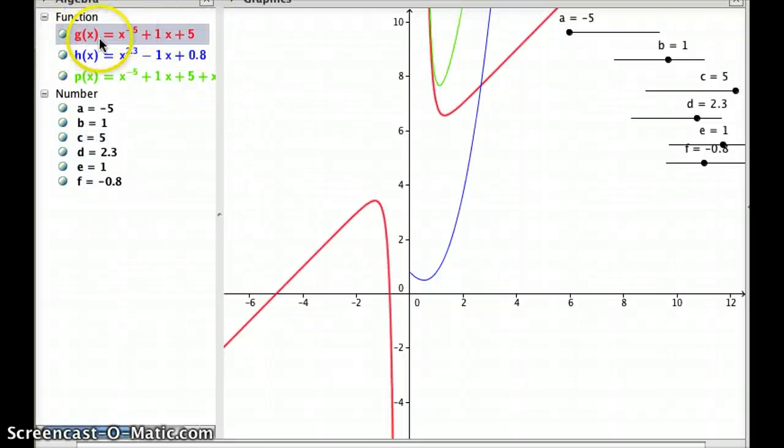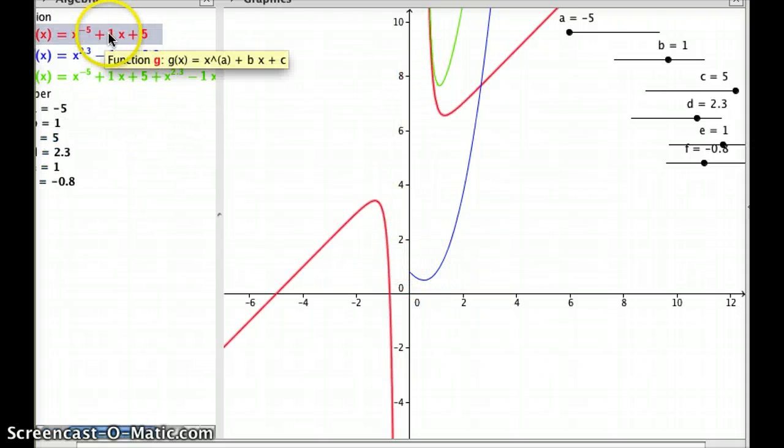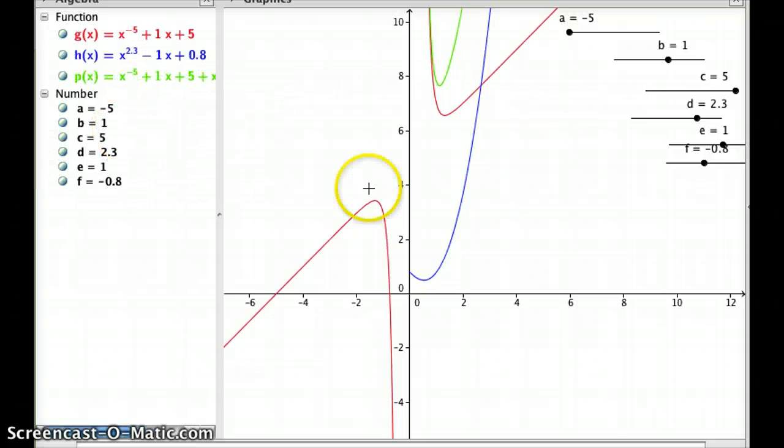Over here we have g of x, which is really f of x, and then we have h of x, which is really g of x, and then also we have p of x, which is really supposed to be h of x. But since I'm using GeoGebra, GeoGebra changes it because they're quadratics. As we see, because we are adding g of x to h of x to create our p of x, we have half parabolas all over the place.